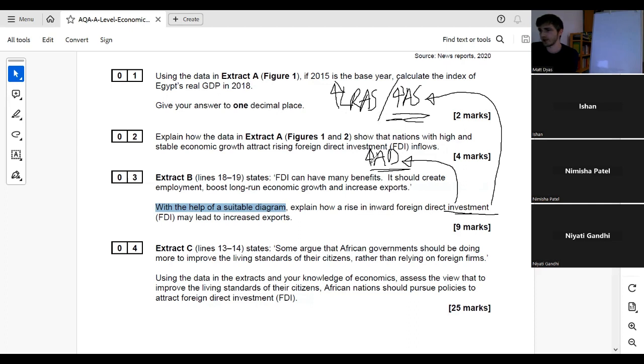So okay, now that's very interesting, right? Because if we know our AD/AS mechanics very well, which of course we do collectively, we've got two possible options here. And what we need to do is work out which one of these is going to help lead to increased exports. And again, I think this is very, very interesting. That's why I picked this particular question. So I would like some ideas in the chat.